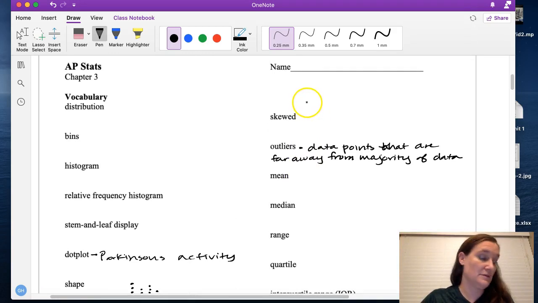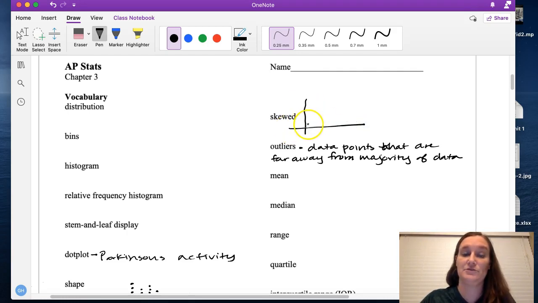Skewed, there are two types of skewed graphs. Let me make sure I'm not skipping any. Skewed can either be skewed to the right or skewed to the left, and it depends on which way the tail is. So skewed graphs have a big peak and then kind of a long tail. So this is skewed to the right because the tail is on the right-hand side. So the direction of the skew is about the tail, not the peak. So this would be skewed to the left.